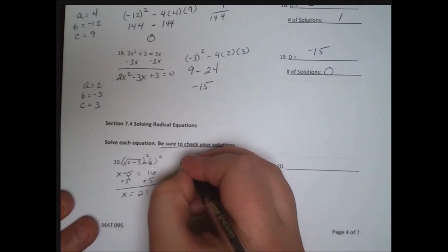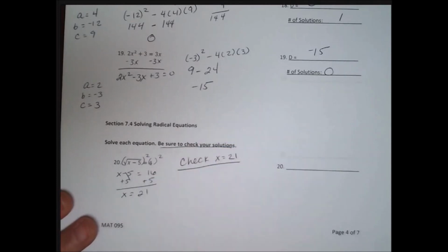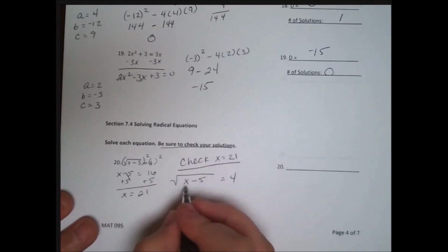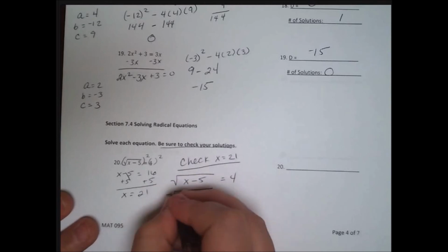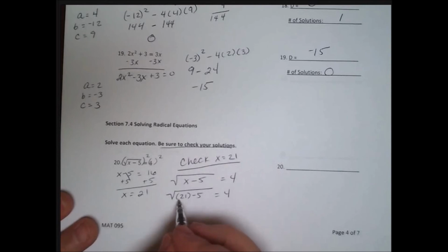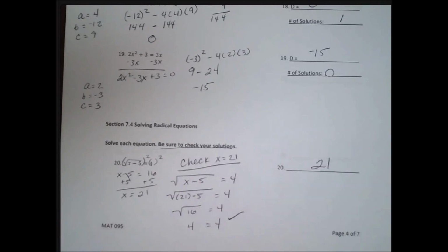So we're going to check x equals 21, and I'm going to plug in 21 for this x. So 21 minus 5 is 16. Square root of 16 is 4. So since it checks out, that means 21 is the correct answer.